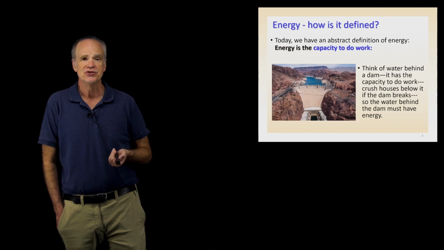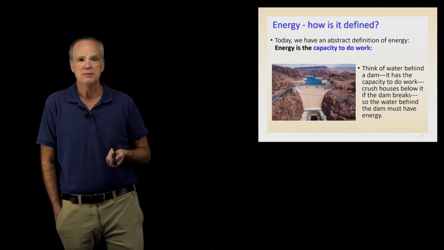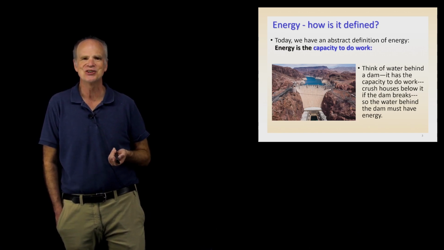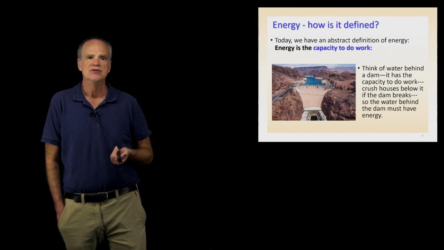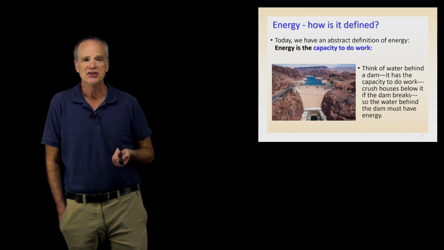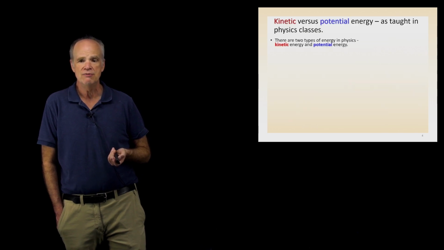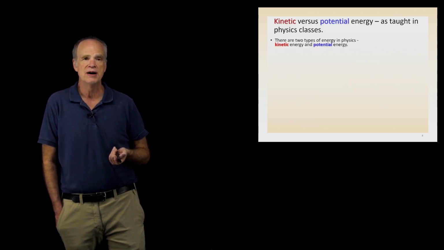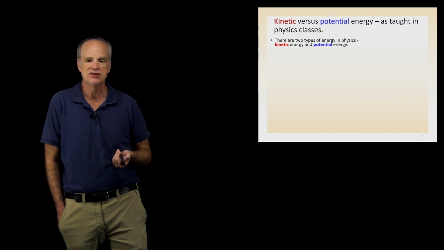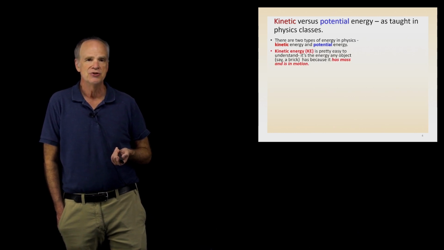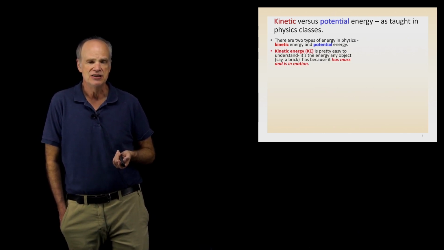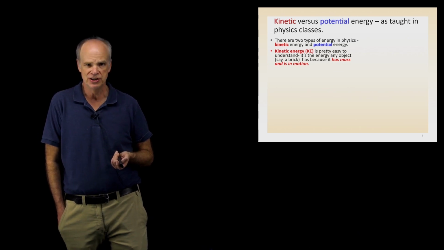But then there's other energy that the water behind the dam possesses. It's something called potential energy. This is the energy the water has due to its position at a certain elevation above the ground. And so what I want to do now is talk a little bit more about the differences between kinetic energy and potential energy. So again, kinetic energy is the energy that matter has because of its motion.